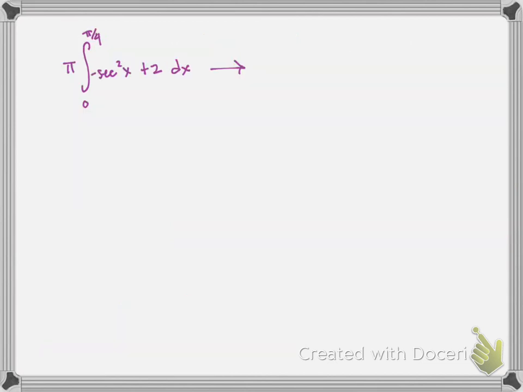Okay, all right, to integrate it, I'm going to keep pi on the side. I'm going to integrate the negative secant squared first. I'm going to kick the negative out. And I know the integration of secant squared x is tangent x. Okay, then I have to integrate the 2. So it's going to be a positive 2 pi x, okay? And that's distributing the pi. Now I'm going to evaluate this guy from 0 to pi over 4.